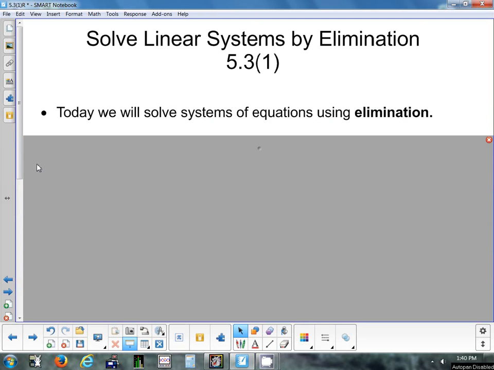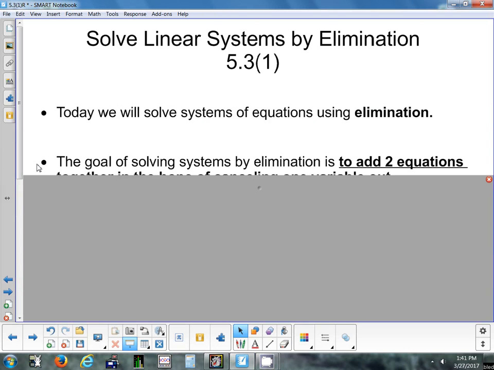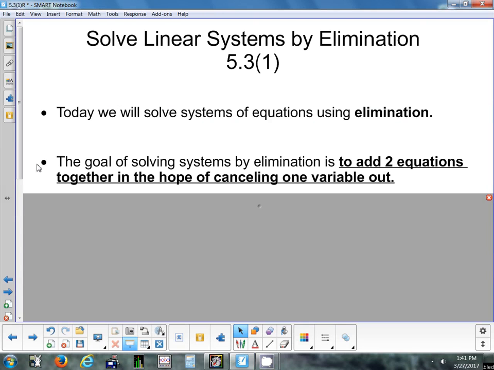Elimination is actually when you get to more complicated problems, this is the method they use. Substitution is okay when you only have two letters, but when you get to more complicated problems, substitution's not that easy to do. So the goal with elimination is to have two things that add together and cancel out. Okay, that's the goal of elimination. So what's underlined in bold, put that down on your notes.